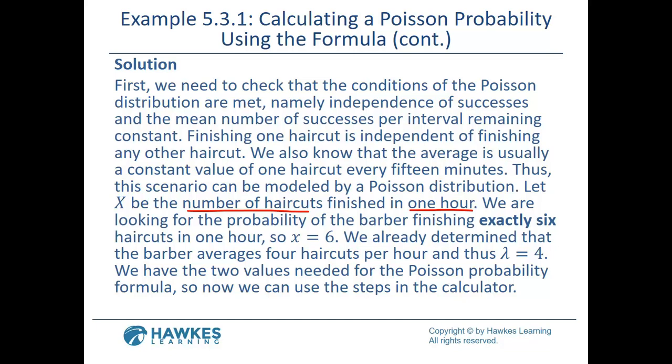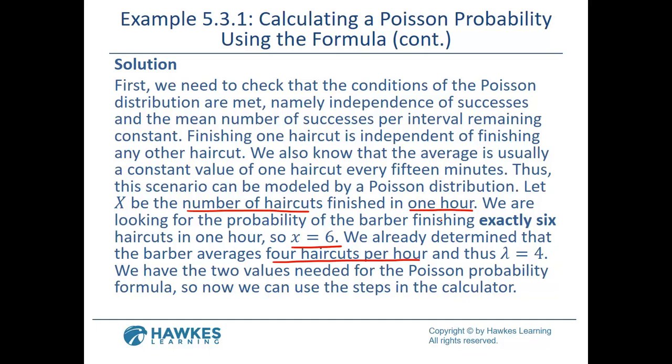Okay. Now we are looking for the probability that he finishes exactly 6 haircuts in 1 hour. So that's where our value for little x is going to be x equals 6. We also have to understand that the problem talked about how he normally took 15 minutes for one haircut. That was minutes versus our interval here, which is in hours. So we can say that the barber averages 4 haircuts per hour. And now that I've said 4 haircuts per hour, it's in the same unit as my interval of time. So therefore, my lambda is going to be 4.